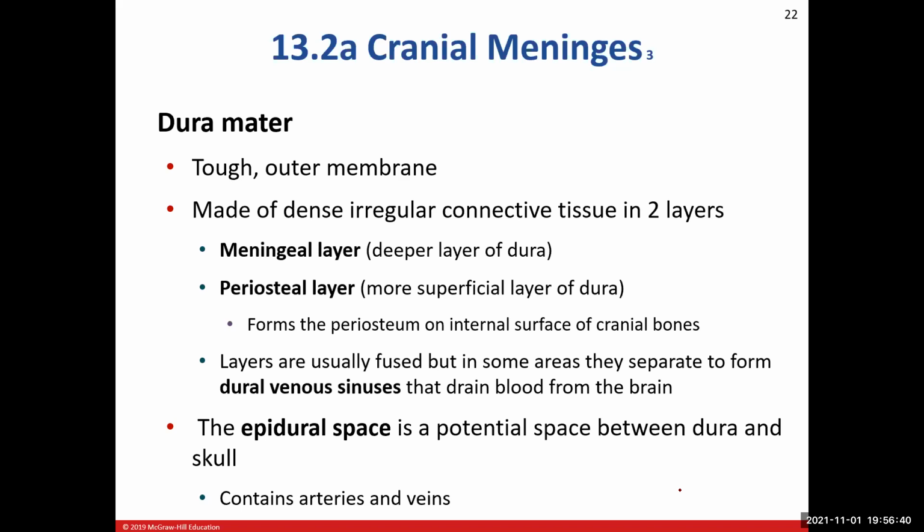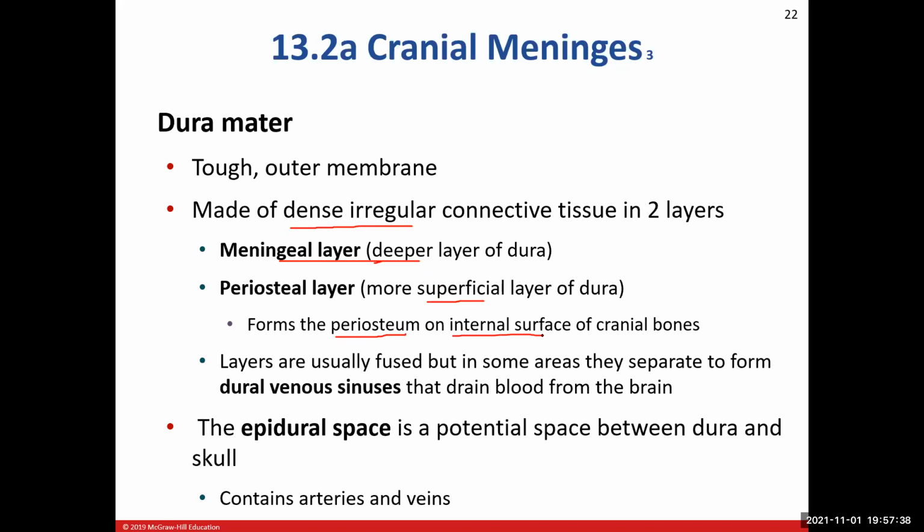All right, the last type of meninge is the Dura Mater. The Dura Mater is made up of dense irregular connective tissue, and this dense irregular connective tissue has 2 layers. A lot of the Dura Mater, both of these layers are fused together, but in some scenarios they separate, and we'll talk about what happens when they separate. The first layer, the deeper layer, is the meningeal layer, and the more superficial layer is called the periosteal layer because, yes, it forms the periosteum on the internal surface of our cranial bones. That periosteal layer on the inside of those cranial bones is part of our Dura Mater.